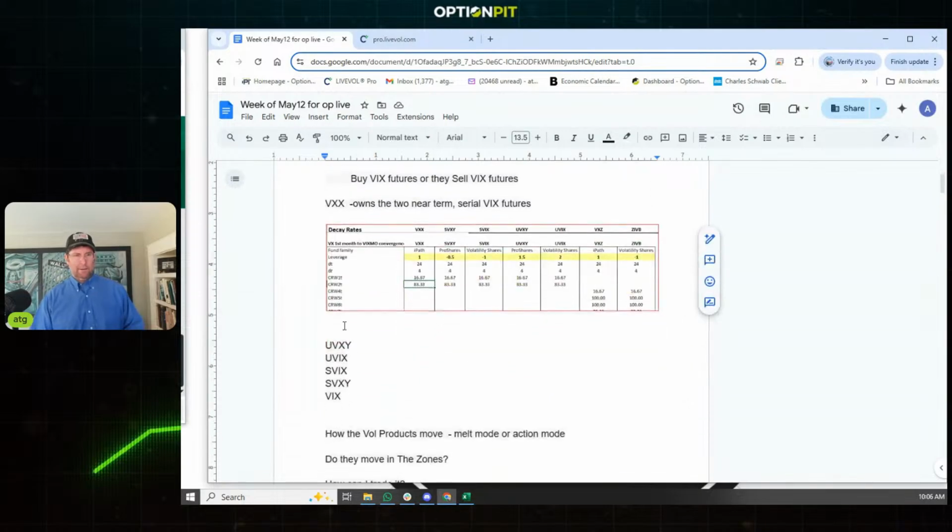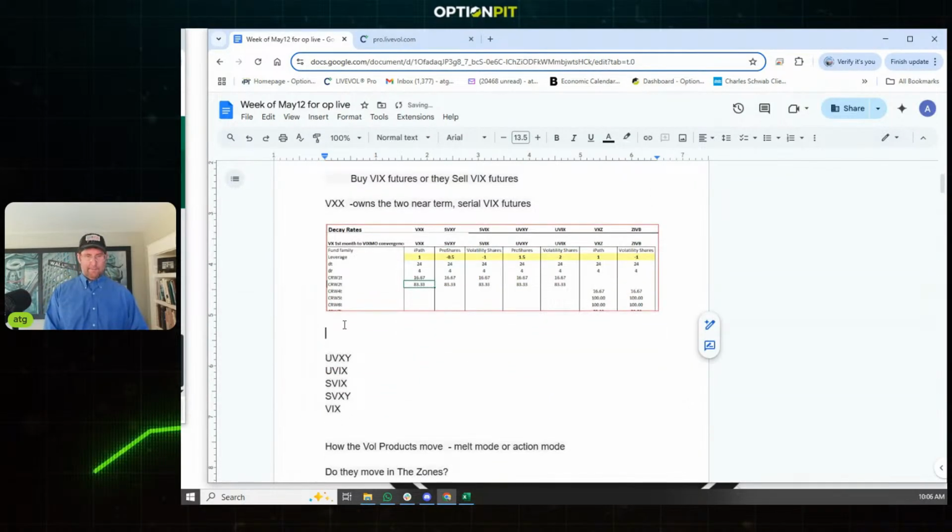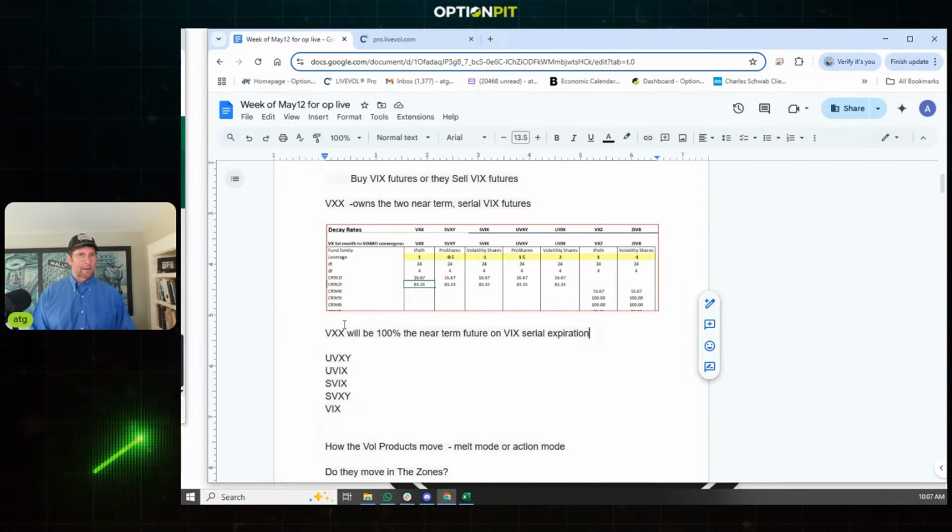So your note here, serial expiration is just the ordinary expiration every month. It's not the weekly. That also has a big determining factor in the liquidity.